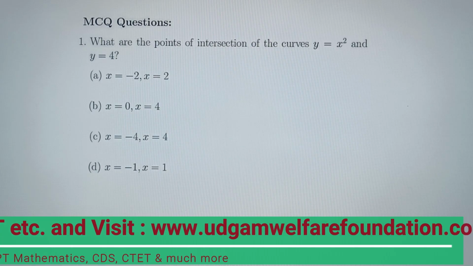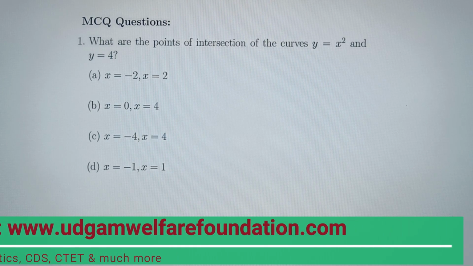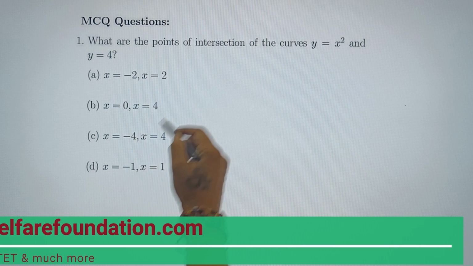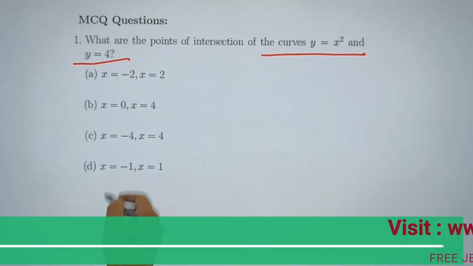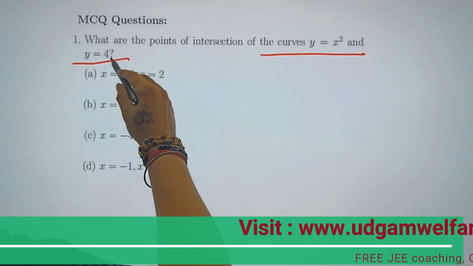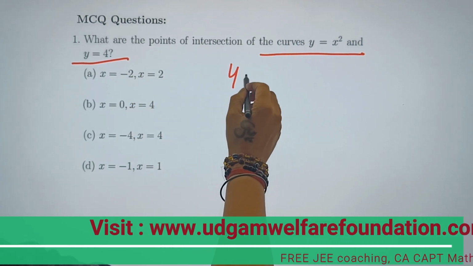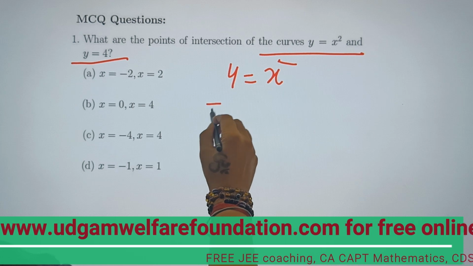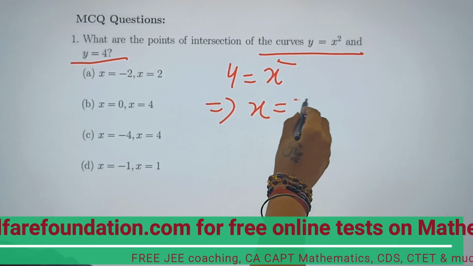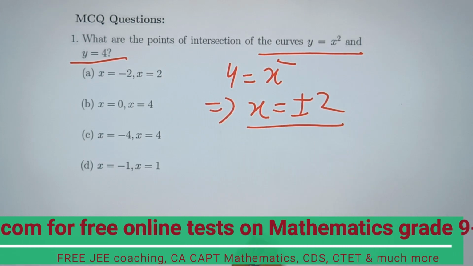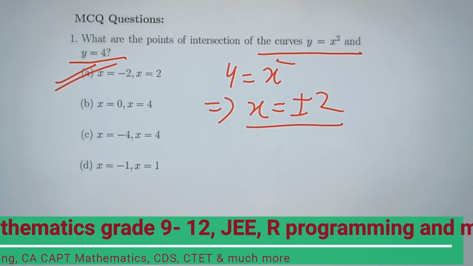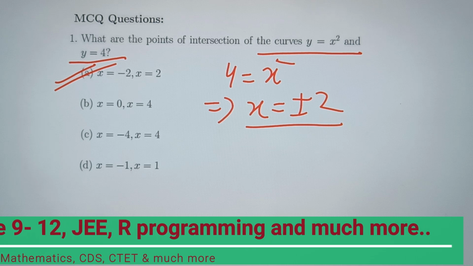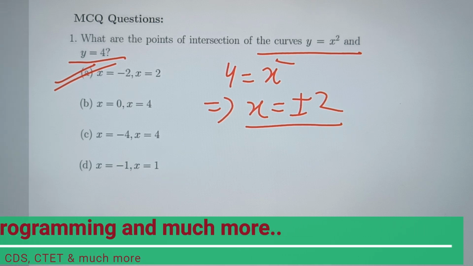So students, here comes our question number 1, which states: what are the points of intersection of the curve y equals x square and y equals 4? Very simple. We simply plug in the value 4 in this equation, so we get x square equals 4, and this implies x equals plus minus 2. So option A is the correct answer here. Very simple. So this is our point of intersection. Now let's move towards question number 2.